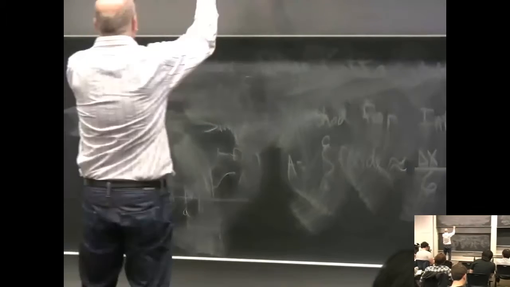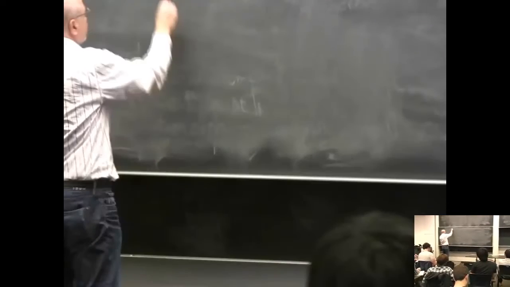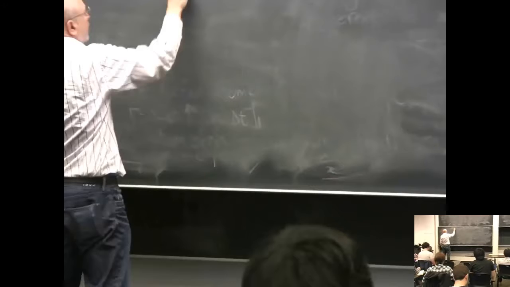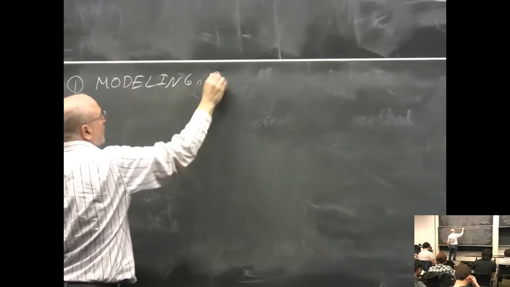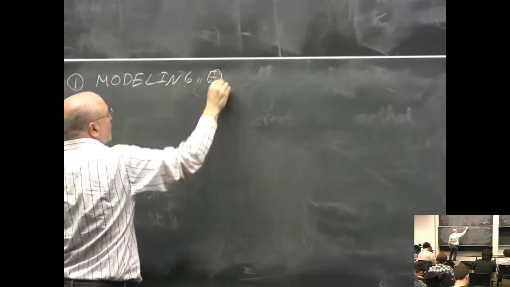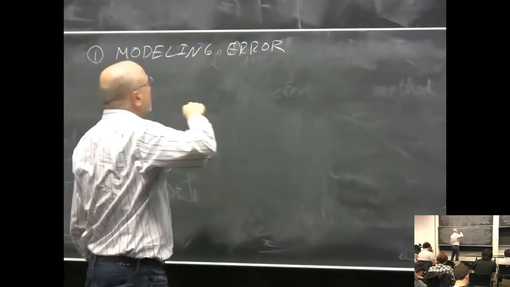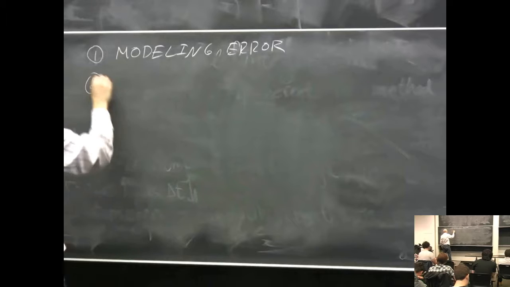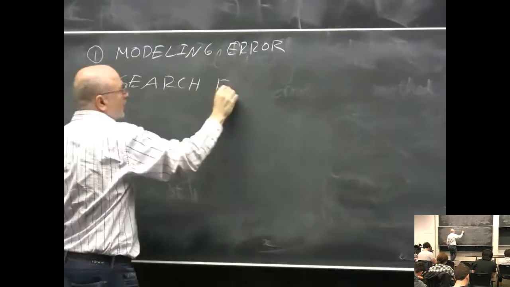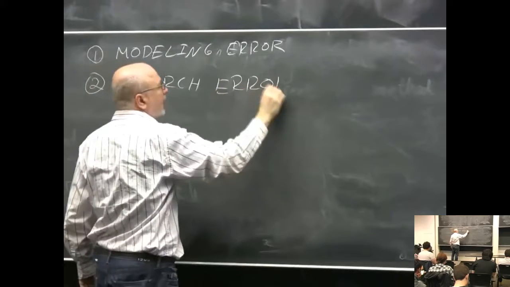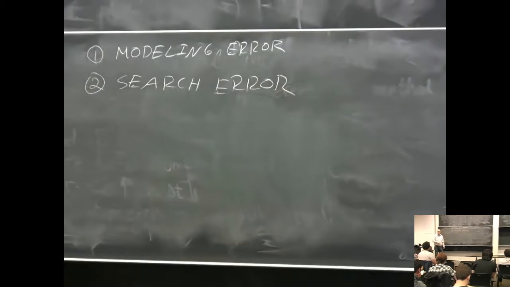So I mentioned two kinds of error. Actually, there are three. There is modeling error. There is search error, such that if you had infinite computation, you could eliminate that completely by searching exhaustively over the space.